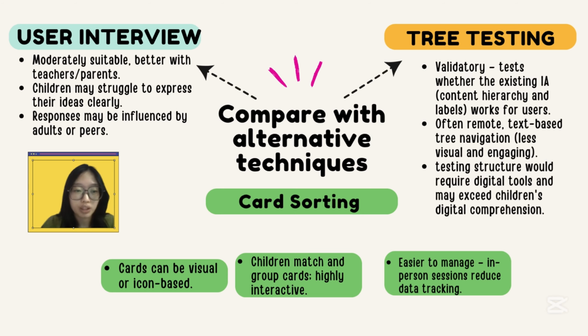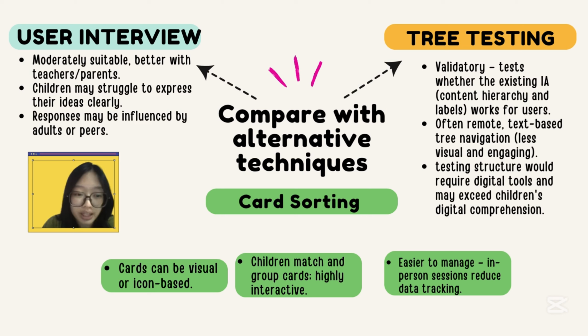It often requires adults to guide or interpret the child's response, which might introduce bias, and also literacy barriers. Next is the comparison with alternative techniques. User interviews are moderately suitable for this case study, but better with teachers and parents, because children may struggle to express their ideas clearly and their responses might be influenced by adults. Tree testing validates whether the existing IA content hierarchy and labels work for users, but it's often remote and text-based, and this is less visual and engaging for children.